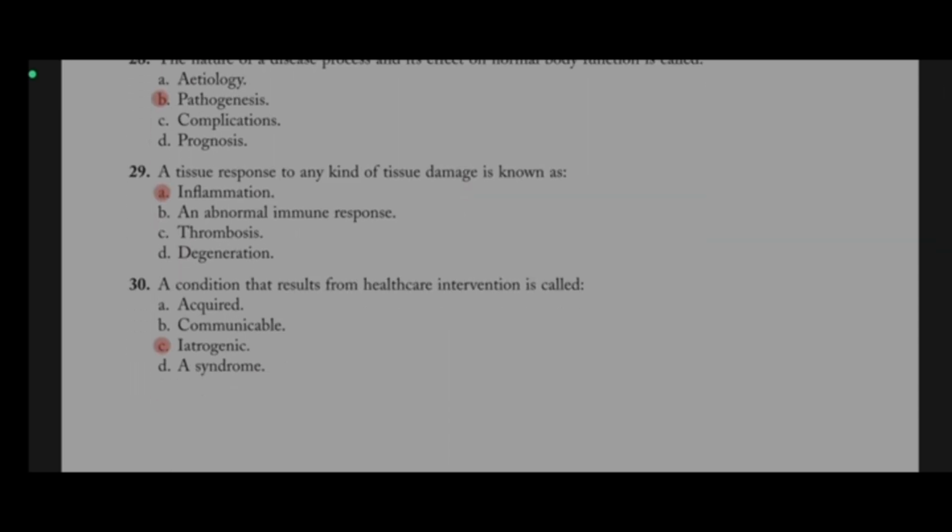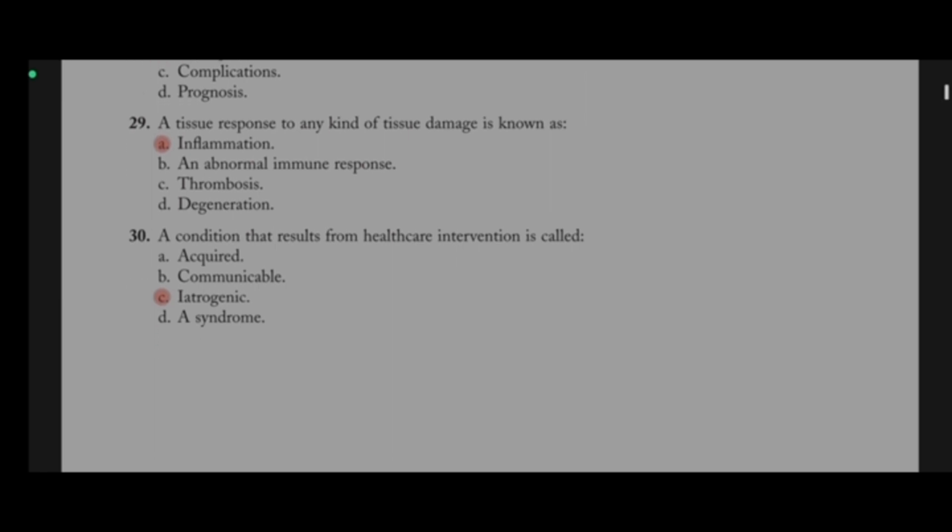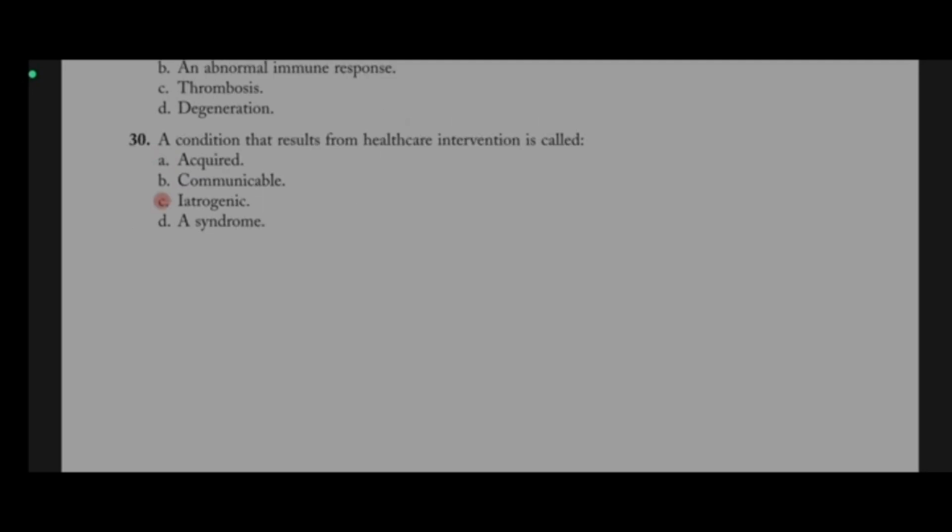Number 29, a tissue response to any kind of tissue damage is known as inflammation. Number 30, a condition that results from the healthcare intervention is called iatrogenic. So this was all about the first chapter.